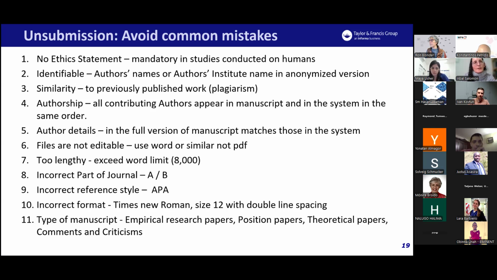Usually, most journals now require an ethics statement for research performed on humans or on animals. So you should include the ethics statement in your manuscript. If the journal requires double-blind peer review, then the anonymized version should not contain the author's name or institute or anything else that might indicate them.